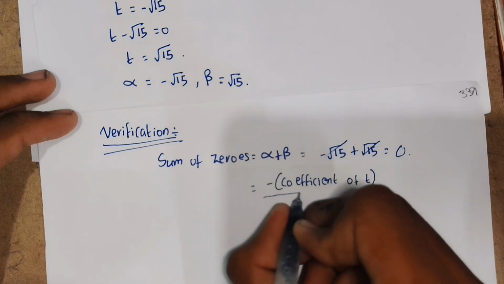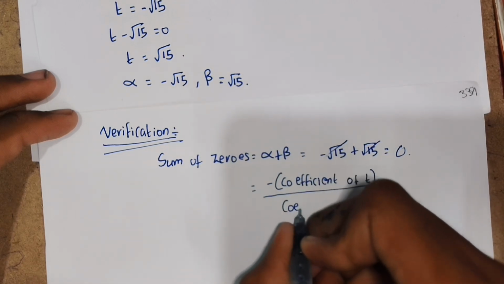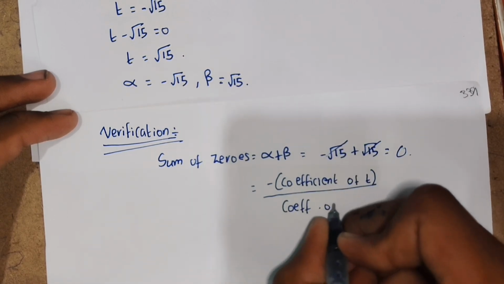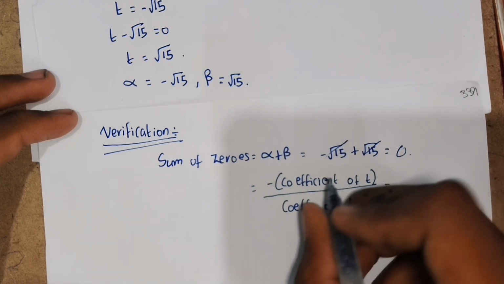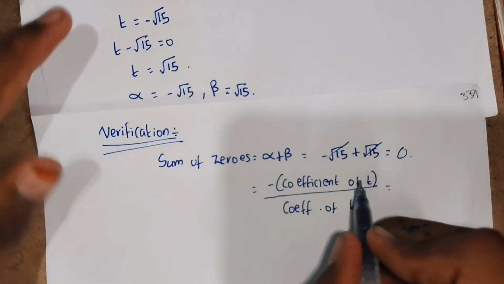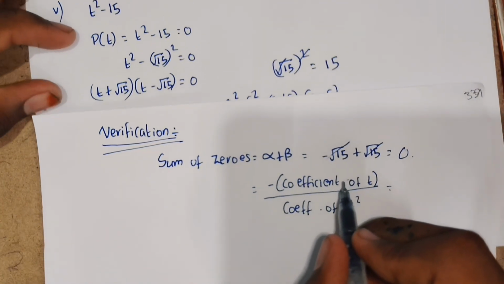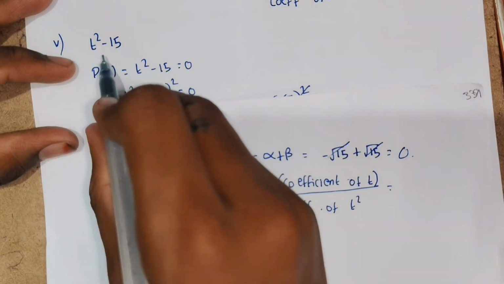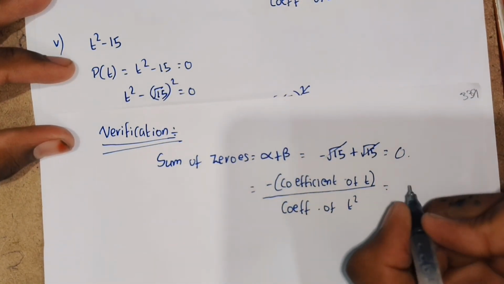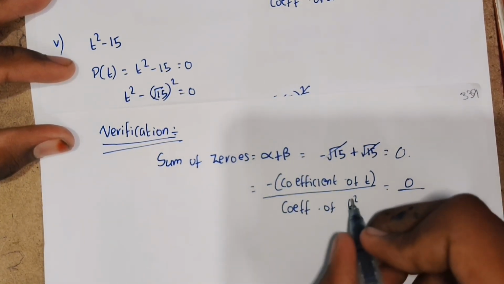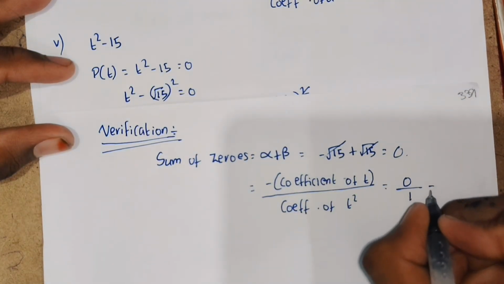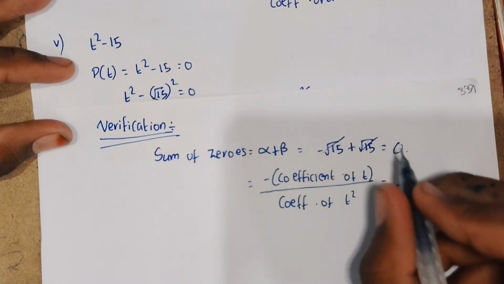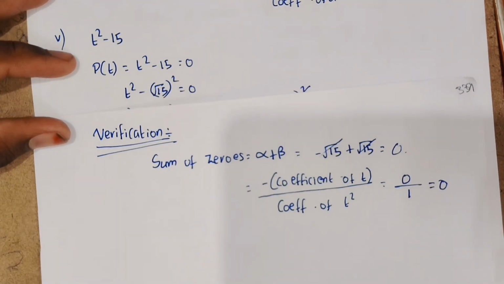By the formula, minus of coefficient of t by coefficient of t square is equals to, what is the coefficient of t? There is no t in the equation, so 0 by t square is 1. 0 by 1 means 0. We got that both are equal.